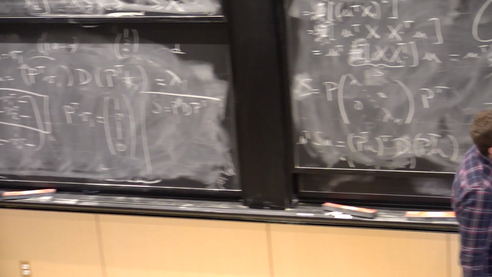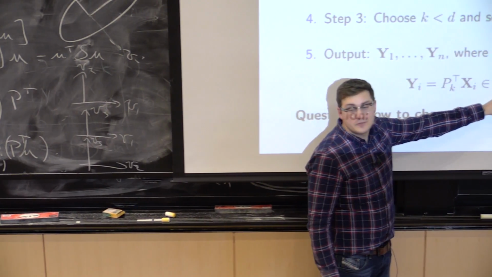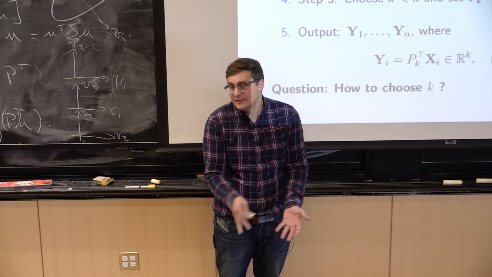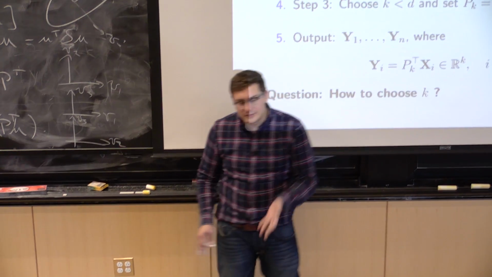So now, when I take yi, which is Pk transpose xi, I end up with a point which is in k dimensions. I have only k coordinates. So I took every single one of my original points xi, which had d coordinates, and I turned it into a point that has only k coordinates. In particular, I could have k equal to 2. This matrix is exactly the one that projects, right?